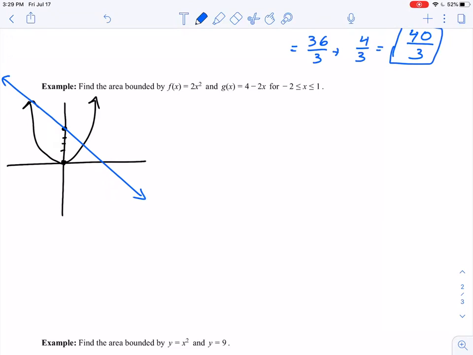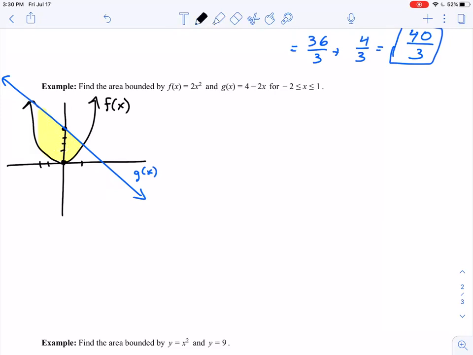So here this is g of x, and this is f of x. And we're looking for the region between negative 2 and positive 1. So I'm looking for, I would assume, this region right here. What is the area of this region?